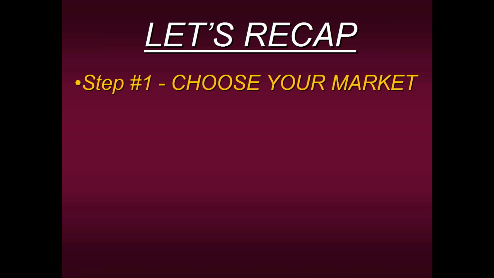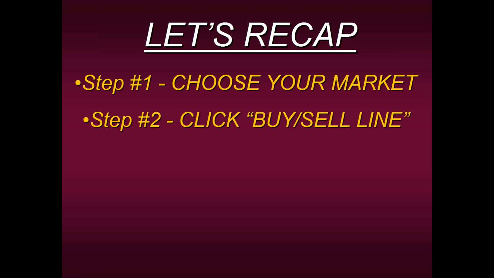Step 2, once you've chosen the market, is click on the buy-sell line on our platform. Now the buy-sell line is the 50-period moving average. You can start using that right now. You do not need our platform to use that. Remember, the 50-period moving average is the buy-sell line. If price is above, you look at the market with a buyer's point of view. If price is below, you look at the market from a seller's point of view. It does not mean you buy at the market if price is above.